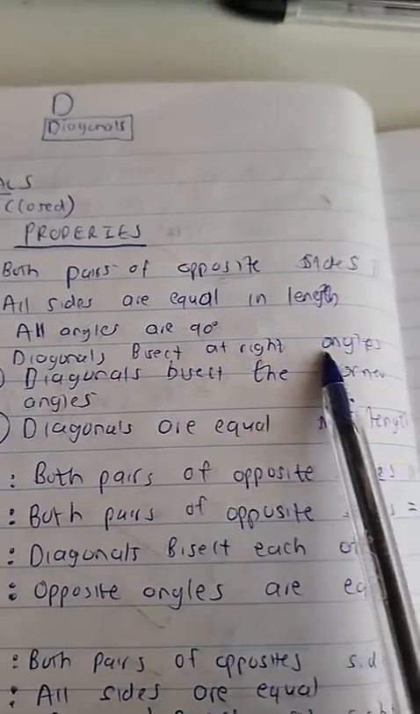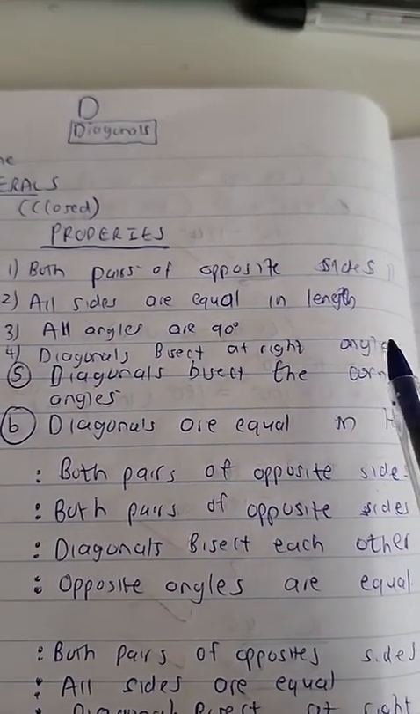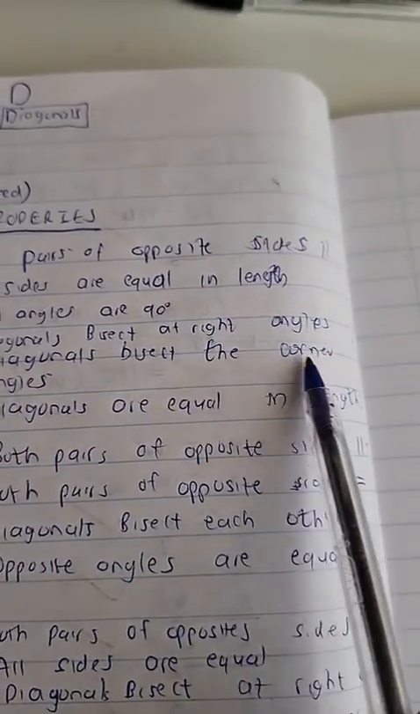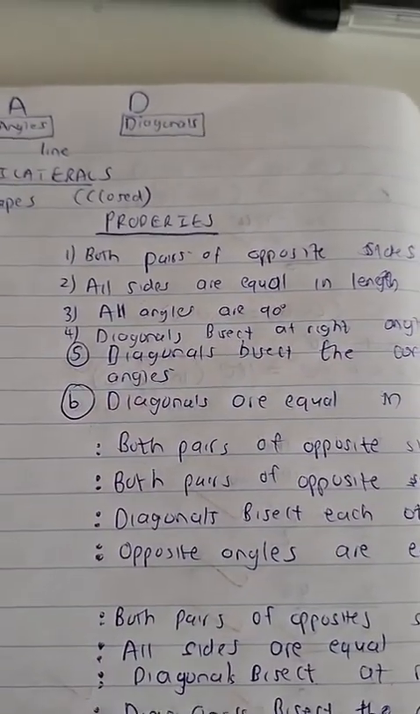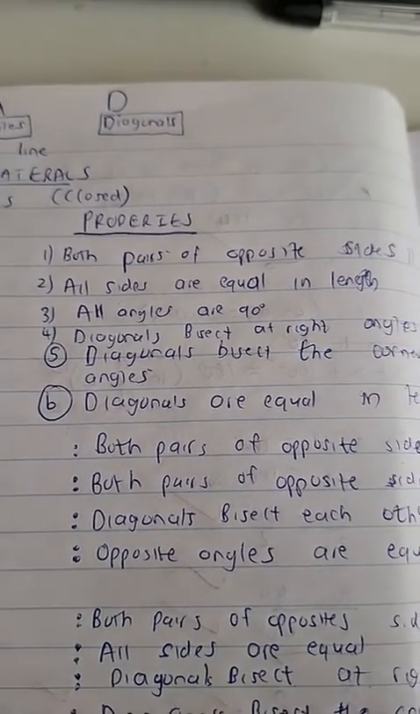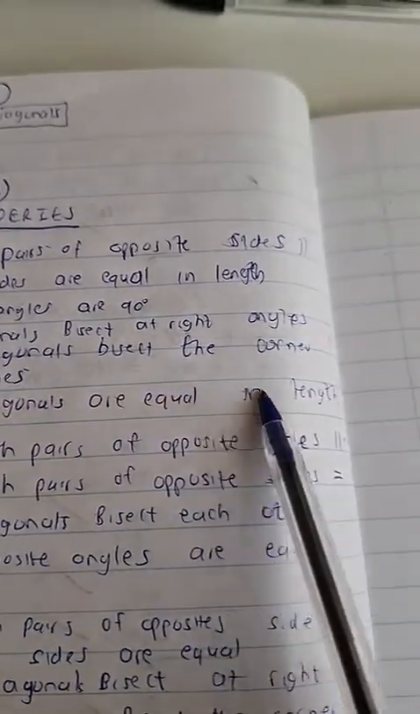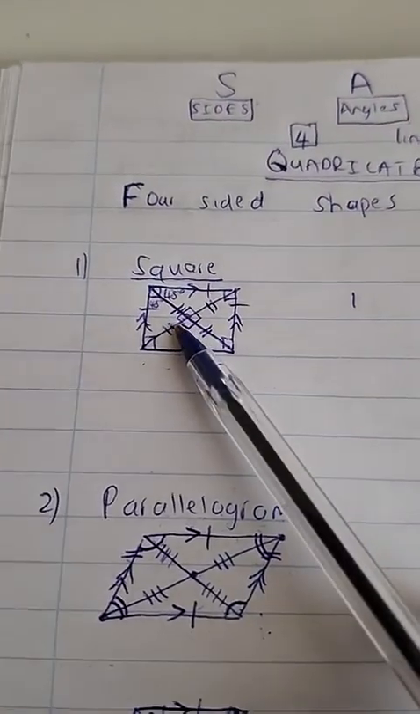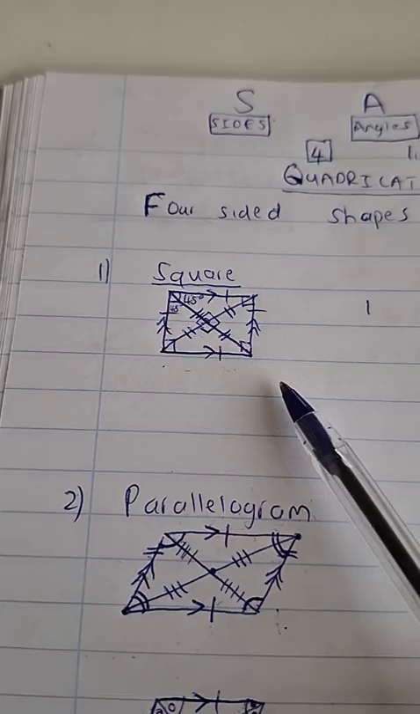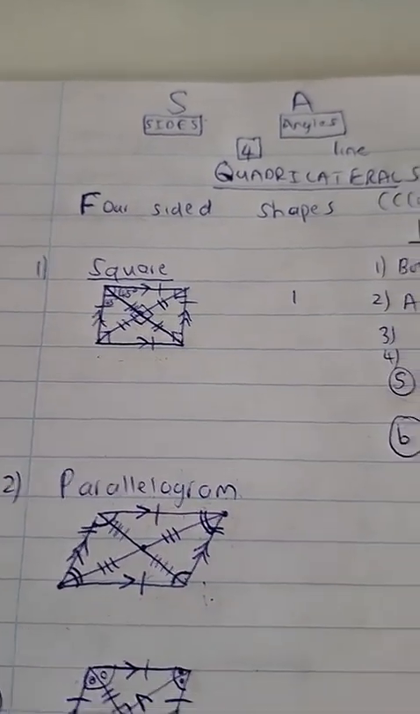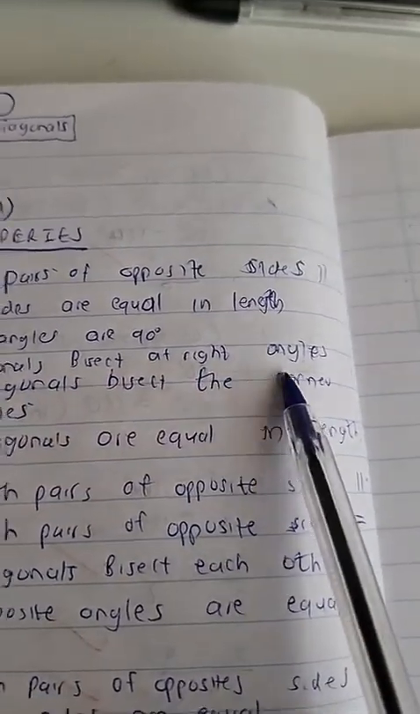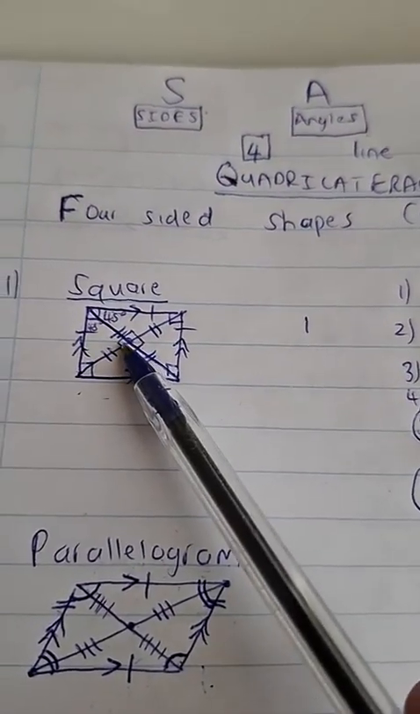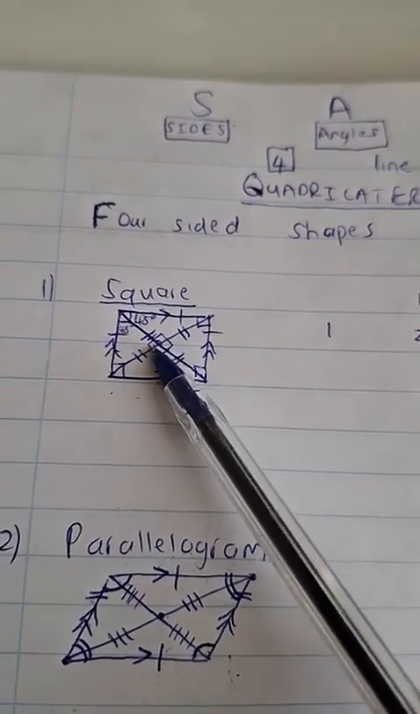Okay, so diagonals bisect at right angles. That's the first thing. The diagonals bisect the corner angles, right? And that's very important. Then 6, the diagonals are equal in length. There's an equality in the diagonals. The diagonals bisect at right angles, yes, because angles of 90 will be made here, all right?